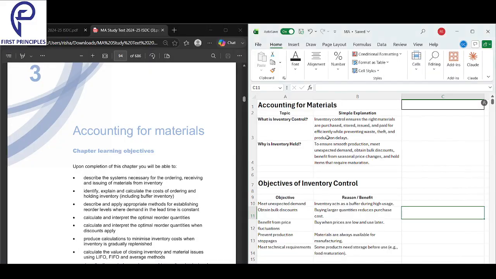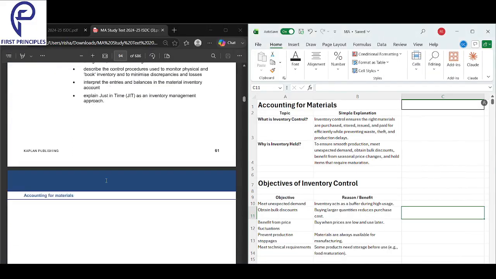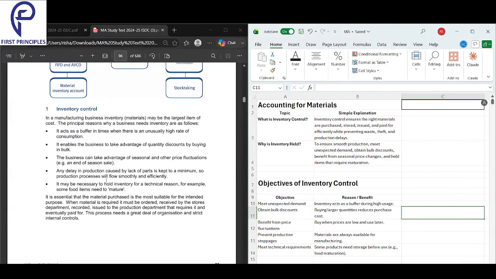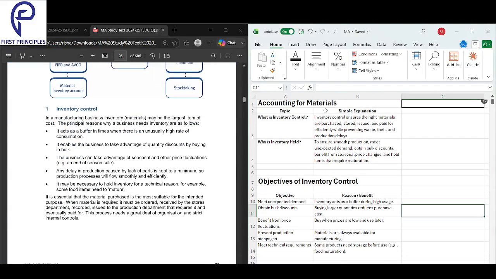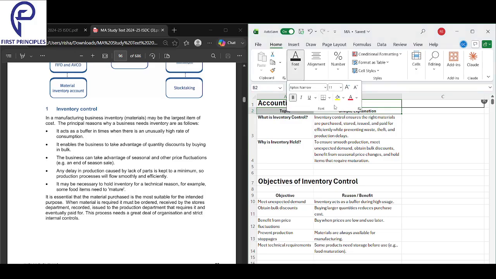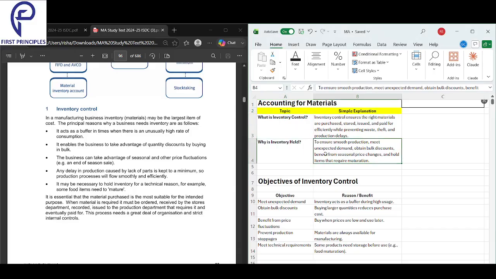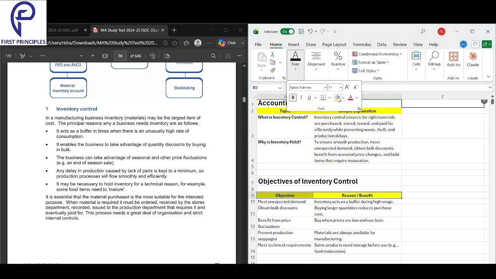Let's go. All right. So looking into accounting for materials here, let's get a good understanding about it. We have two quick topics here, something that we've already done yesterday. First is what is inventory control. Second, why is inventory held? These are two topics that we touched upon yesterday. Then objectives of inventory control. Then why do you generally need a good inventory management system? And how does managing inventory really help the business? So let's look into this.